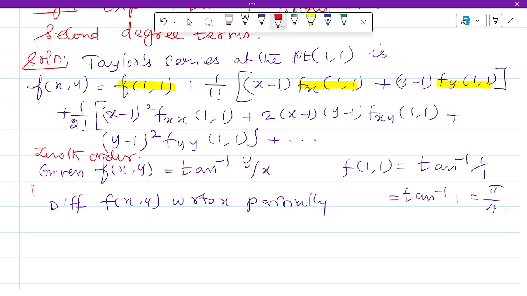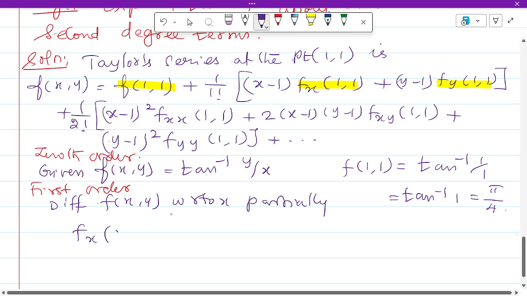Next we are moving to finding that first order. Okay, so differentiate f of x comma y with respect to x partially. We will get that fx of x comma y equal to what? Tan inverse of y by x.